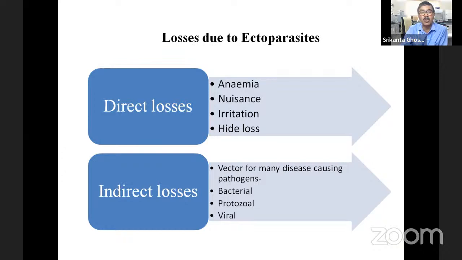Indirect losses: these arthropods are transmitting a number of pathogens. They are bacterial, protozoal, and viral. If you go through the literature, you will find a number of pathogens. Those who are interested in microbiology can see what the viral and bacterial pathogens are, as well as those interested in protozoans, because almost all people know the malarial parasites. But like malaria, there is one parasite called Babesia. This is also transmitted by one of the arthropods, that is tick. So a number of pathogens are transmitted by these arthropods, and many are fatal. So what are we doing?